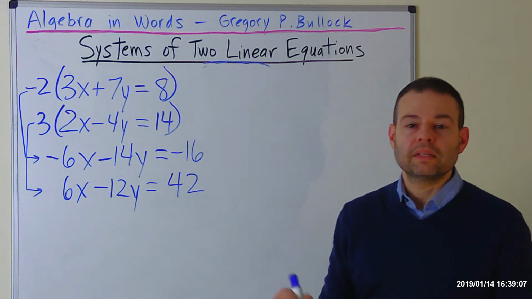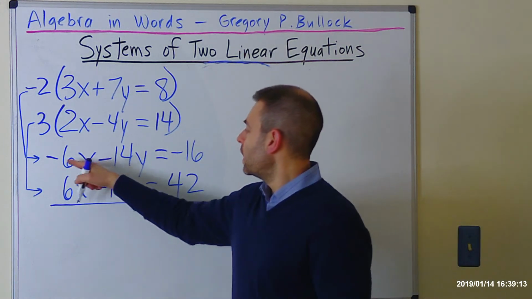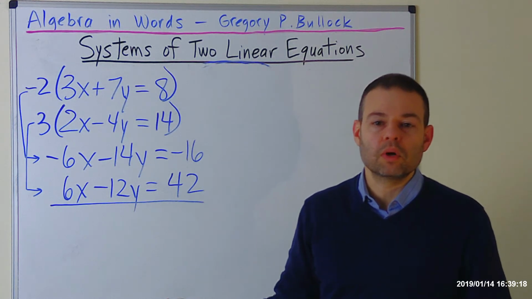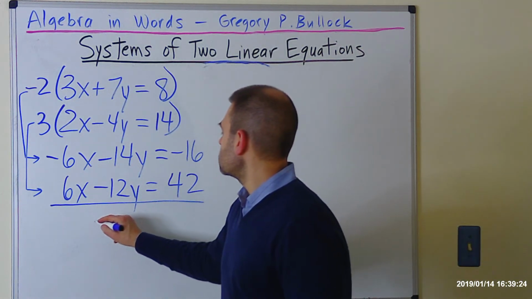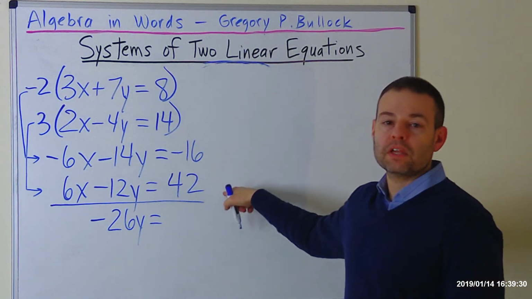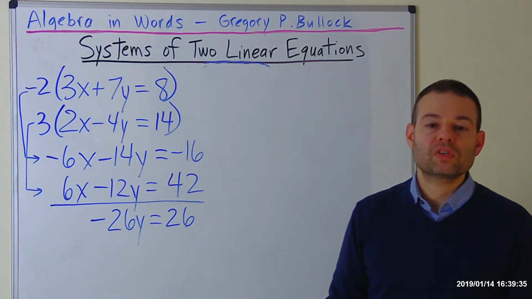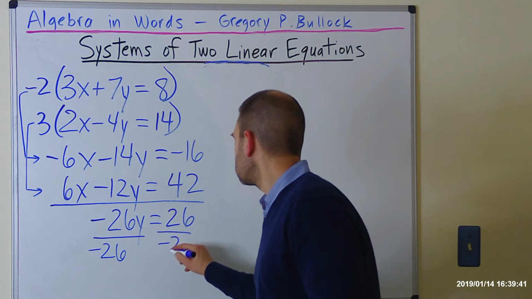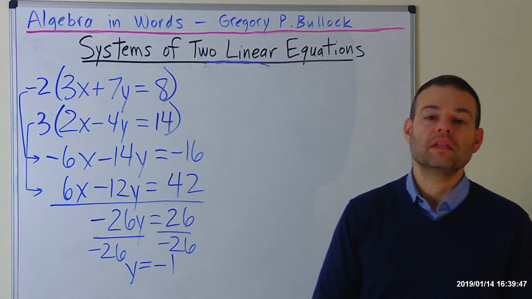Now let's combine like terms. Draw the line and we'll add the equations. Negative 6x plus 6x, those terms now eliminate to 0, which was kind of the reason why we did what we did. Negative 14y plus 12y is going to give us negative 26y. And negative 16 plus 42 is 26. Divide both sides by coefficient negative 26, and we get y equals negative 1. Let's put that into the point.